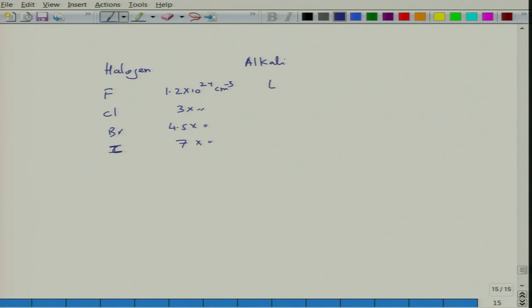Similarly for alkali metals, if you go from lithium to sodium to potassium, lithium has a value of 0.03 into 10 to the power 24, same unit, and then 0.3 and then 0.9. Okay. Polarizability alpha is per centimeter cube, yeah, you're right, 4 pi epsilon naught centimeter cube. Alright, so now let's move to the analytical treatment of ionic polarizabilities.